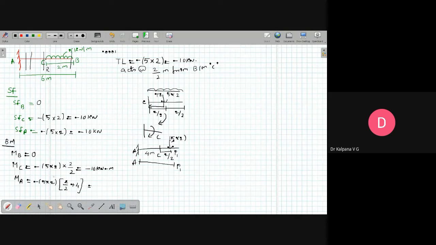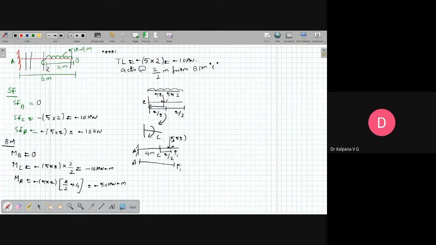Right? So 5 × 2 is the total load, and the distance between where the load is acting and where you are taking moment is 4 meter plus 2 by 2. Hence, what answer? 4 plus 1, 5. So it is 50 kilonewton meter.